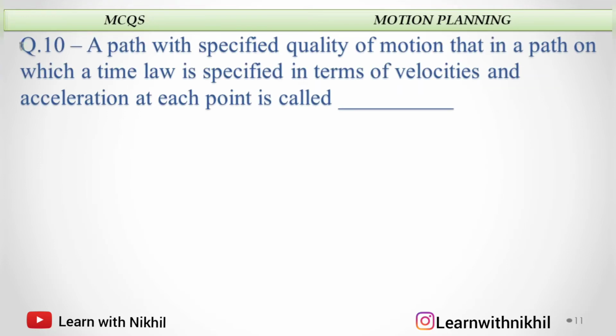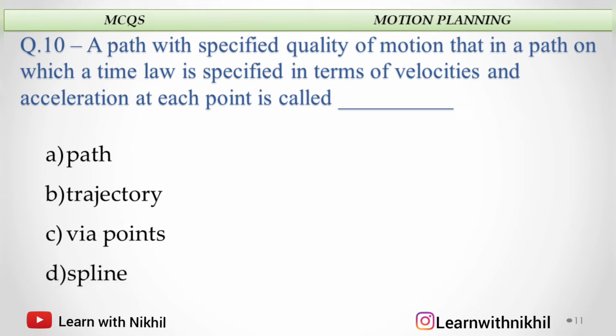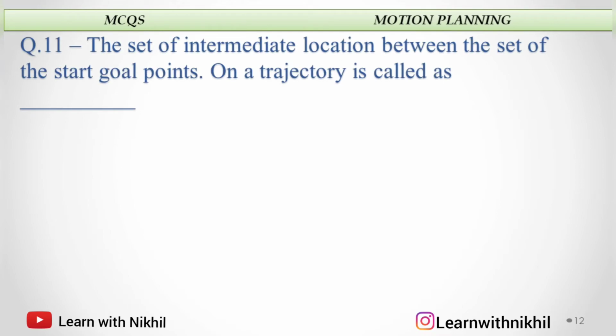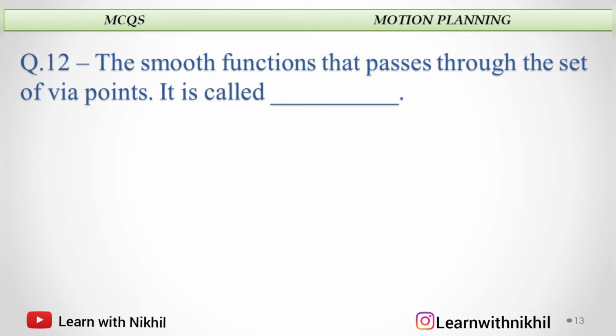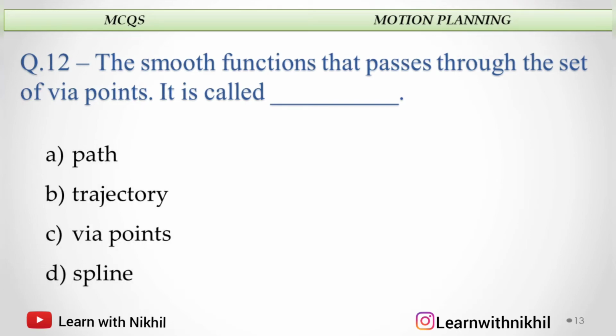Next question, a path with specified quality of motion that is a path on which time law is specified in terms of velocities and acceleration at each point is called path, trajectory, via points or spline, and the answer is via points. Next, the set of intermediate location between the set of start goal points on a trajectory is called as via points. Same, the smooth function that passes through the set of via points is called as spline. So keep this in mind.